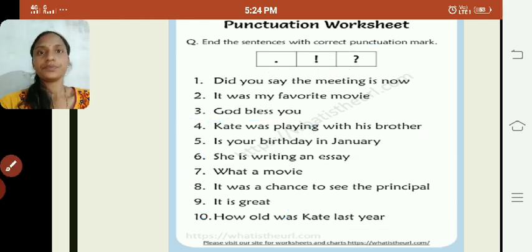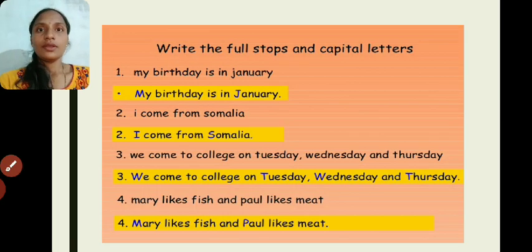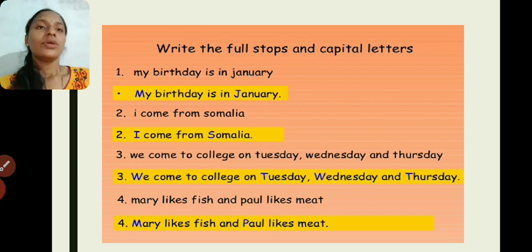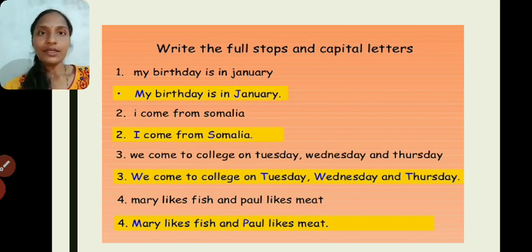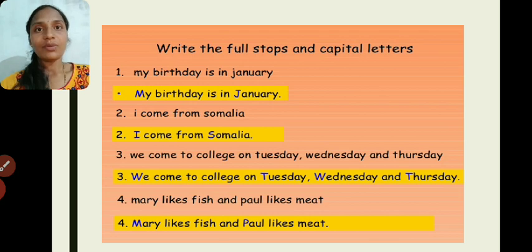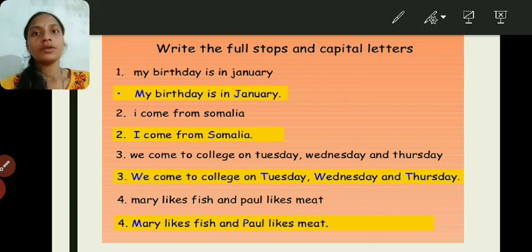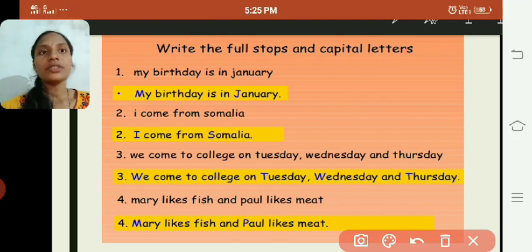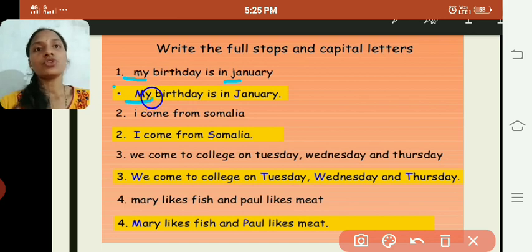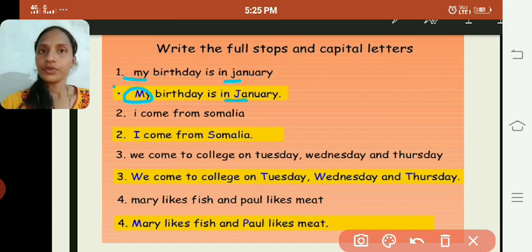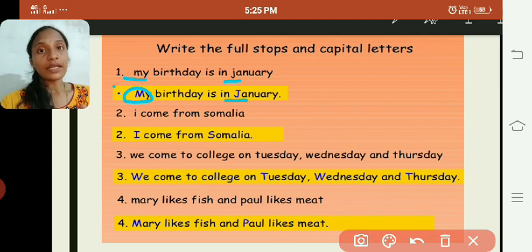Now see the next one. Here, what is the question? Write the full stops and capital letters. It means we have learnt about MINTS, so we are going to use MINTS here. First, my birthday is in January. Here, first is the start of the sentence, and this is a month. So M should be capital and J. Names of the months are always written in capital.